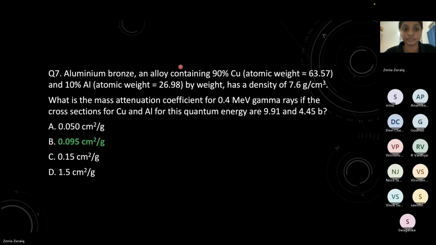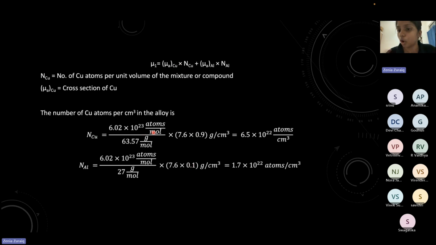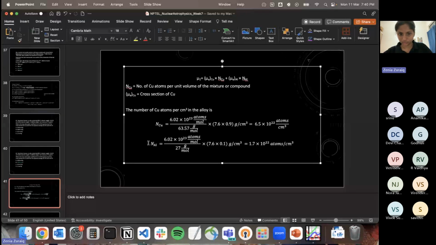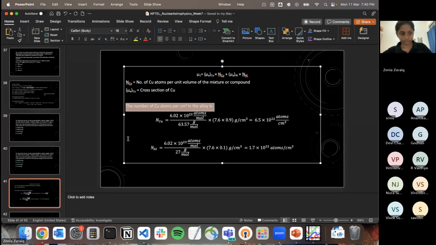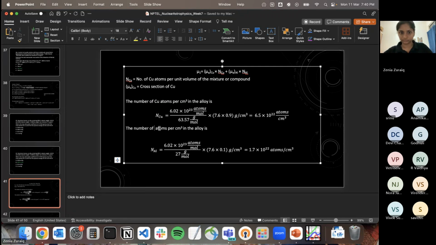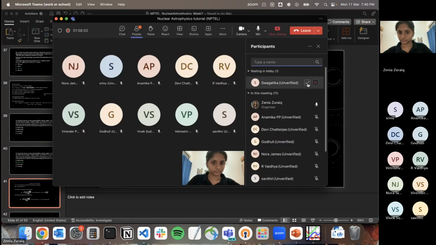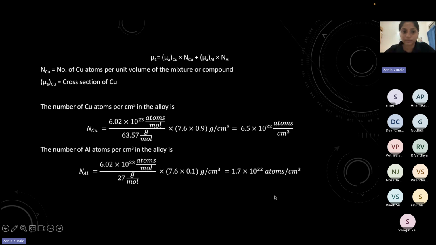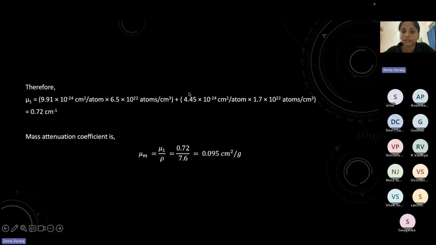It is not a compound, it's an alloy, so we don't have to worry about what the chemical formula is. The number of copper atoms is given, and also the number of aluminium atoms. So the number of copper atoms and aluminum atoms you can find individually, based on the same sort of logic that I showed before: rho times Avogadro number divided by mass. And once you do that, it becomes a matter of simply adding and summing up.